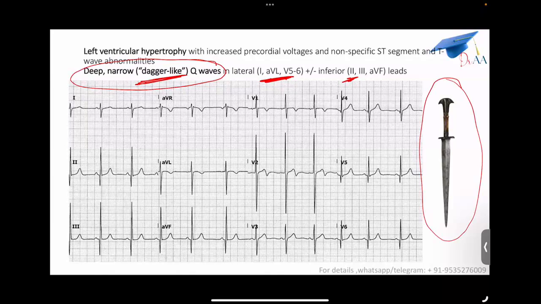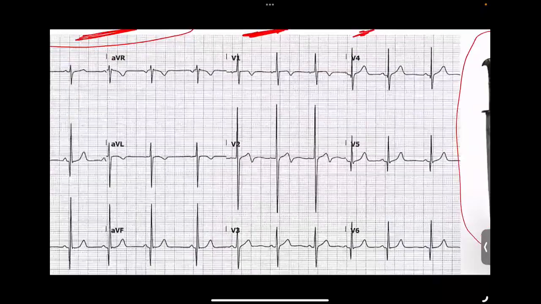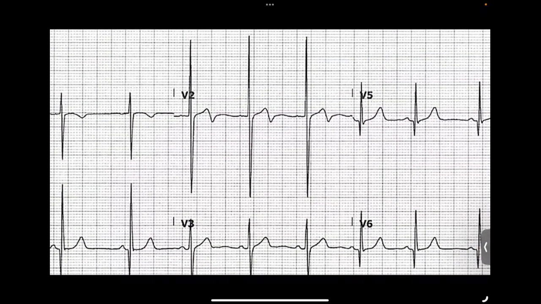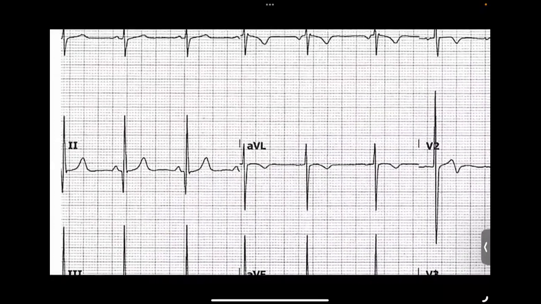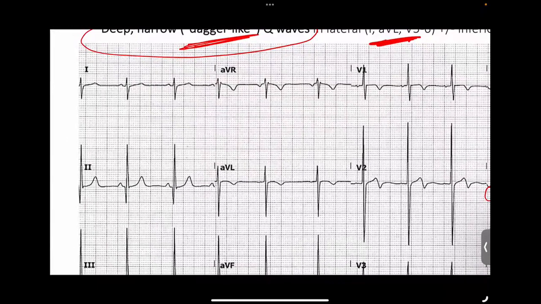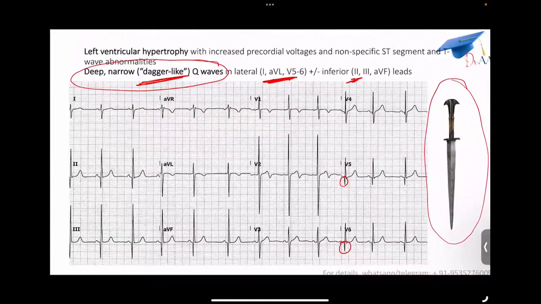How do you appreciate it in the ECG? If you see in this ECG, these are deep, deep Q waves you are seeing. In lead 1 it is not appreciated much, but in V5, V6 you can appreciate a lot. The same thing you can appreciate in 2, 3 and aVF also. These are deep Q waves. This is important. These are dagger-like deep Q waves that you are appreciating here.